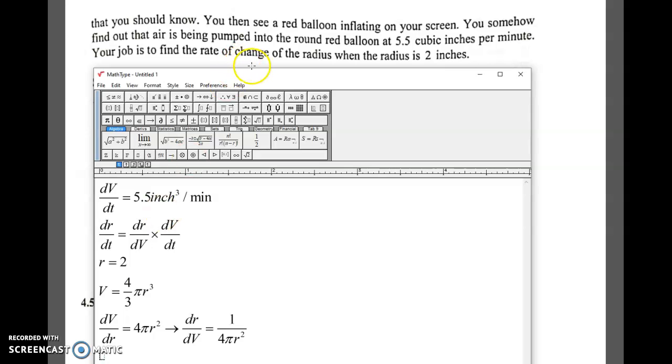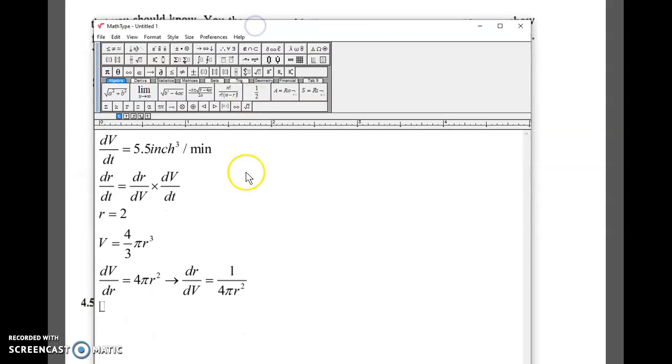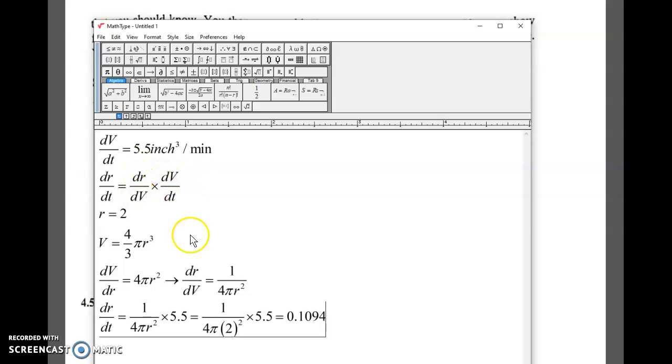As we have done before, just input the information in this formula. So dr over dt equals dr over dV, 1 over 4 pi r squared, times dV over dt, which is 5.5. We still have the unknown value of r here, but we know that in our question the r is 2 for the balloon, so we put it here and we find it is 0.1094. That is the rate of change of the radius with respect to time.